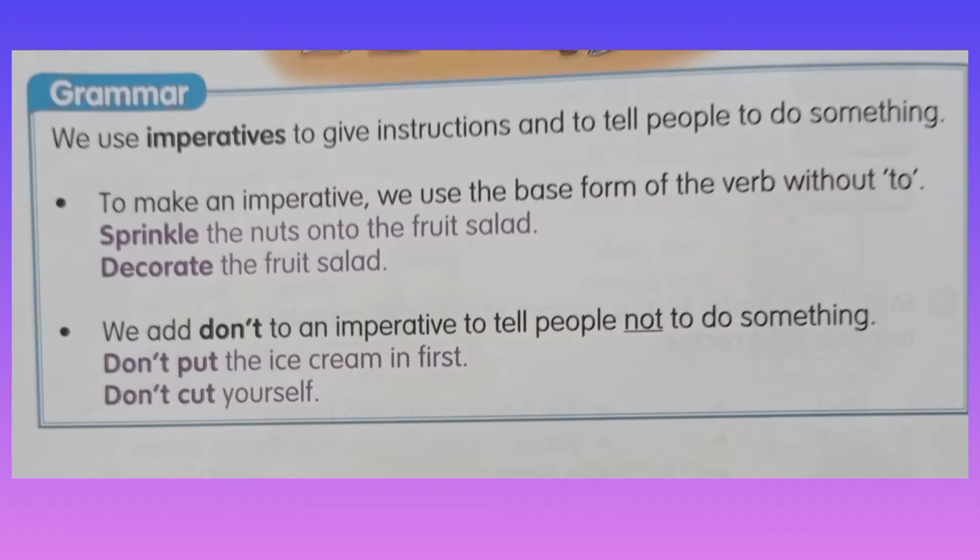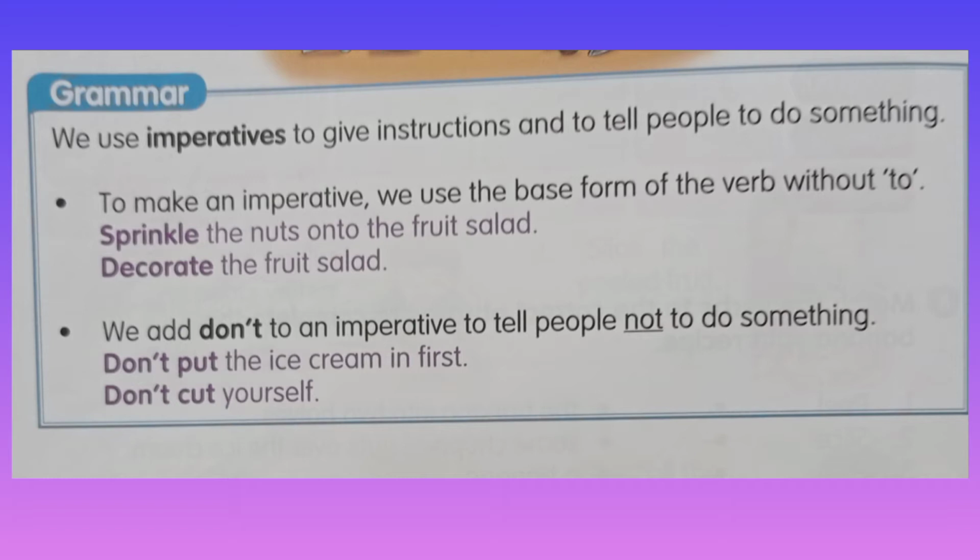So as the conclusion, we use imperatives to give instructions and to tell people to do something. To make an imperative, we use the base form of the verb without to. So you put the verb directly in the first of your sentence. The basic verb, okay, without adding ed, ing, es, or etc. So the base form of the verb.